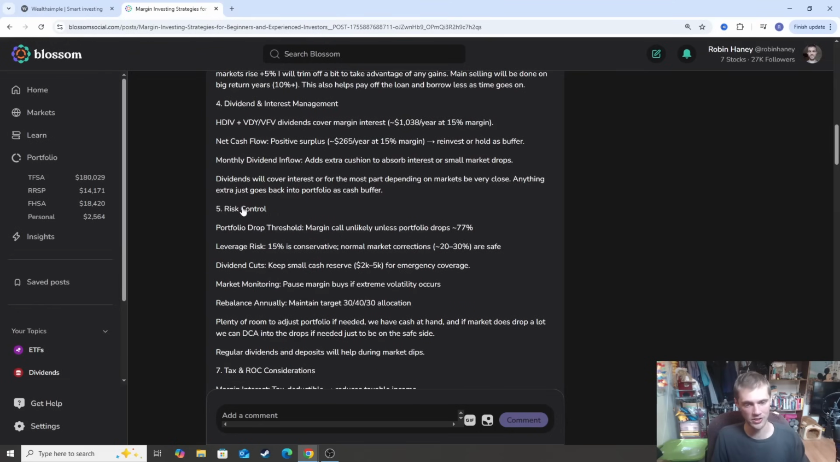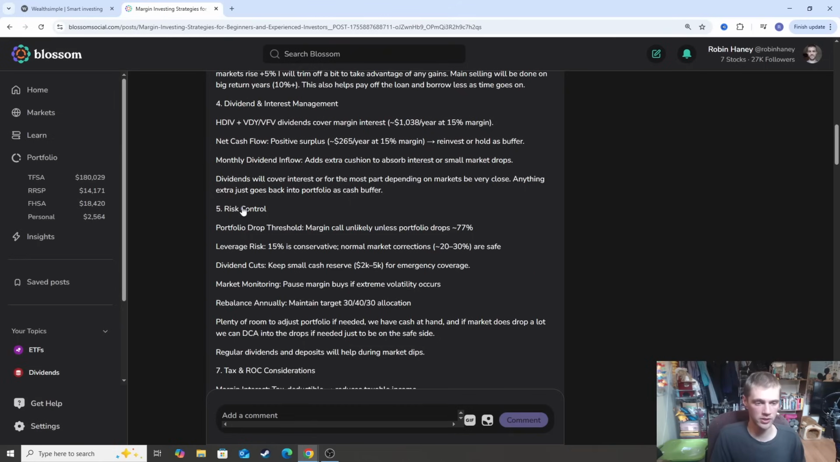When it comes to dividends and interest, this is an interesting topic, and I actually learned a lot when I was doing research for this. So HDIV, VDY, VFB dividends will cover the interest more or less. Like I mentioned, the interest for Wealthsimple is about, I think I have the generation account, it's 4.95%. I think the regular one, if you have the first account, it's like 5 something, and then I can't remember what the third final account is. If you have a certain amount of asset totals on Wealthsimple, they reduce it just a little bit.